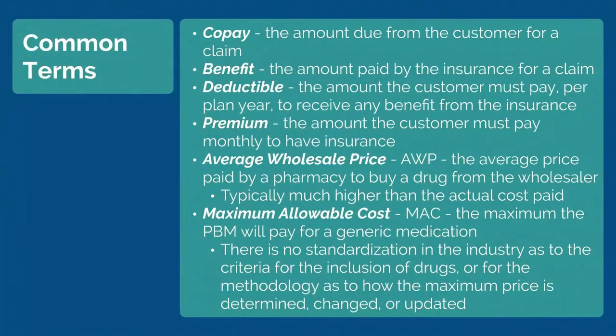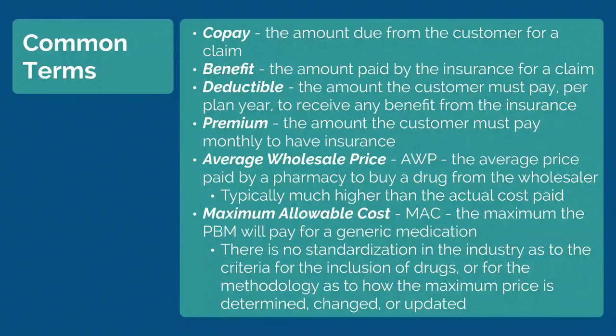So to review some common terms before we dive deeper, first we have copay, and this is the amount due from the customer for a claim. So this is the amount that they're going to pay when they come to pick up their prescription from you. Then there's benefit. This is the amount paid by the insurance for a claim. So this is what you're going to get from the insurance for that specific prescription.